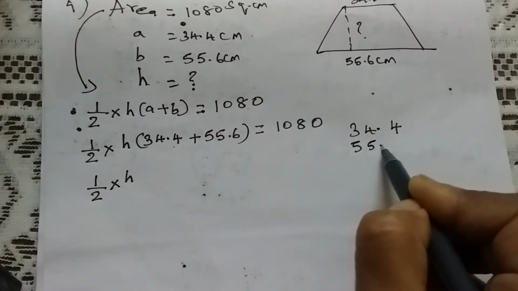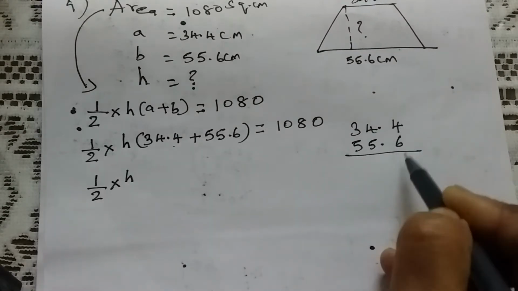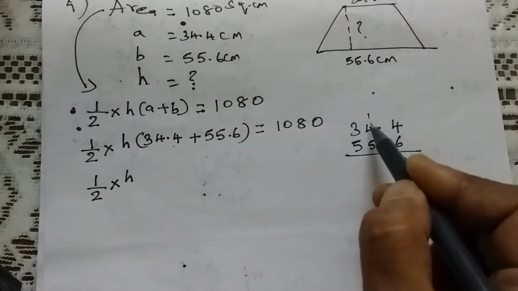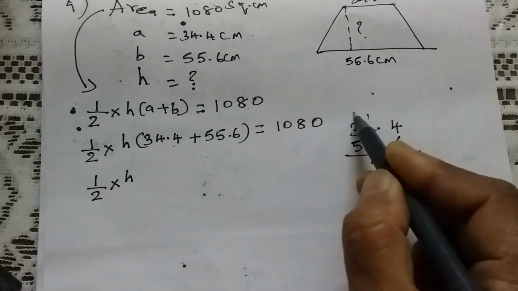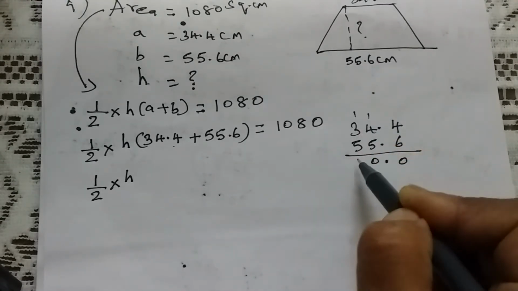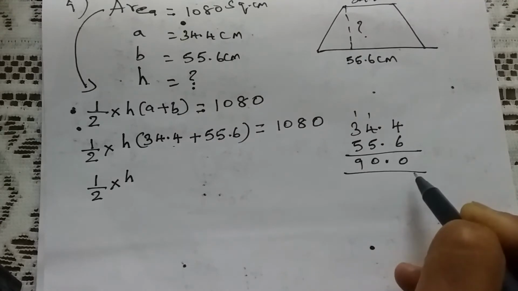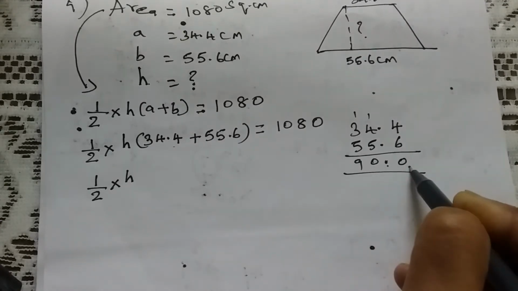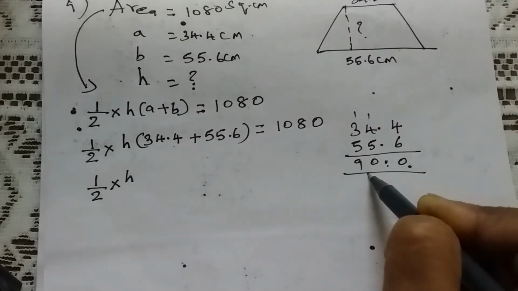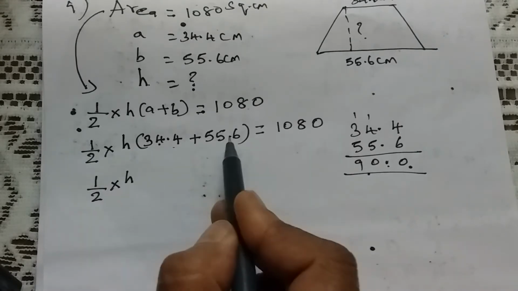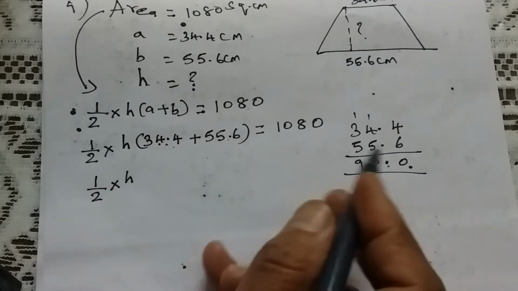34.4 plus 55.6. Add them. 4 plus 6, 10. Carry 1. 5 plus 5, keep the point, 10, carry 1. 1 plus 3, 4, 4 plus 5, 9. So 90.0, and after the point 0 has no value, so we can write only 90. When you add these two numbers inside the bracket, we get 90.